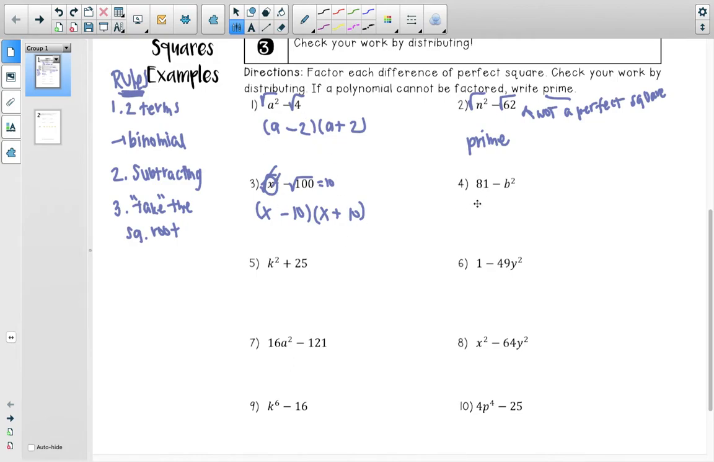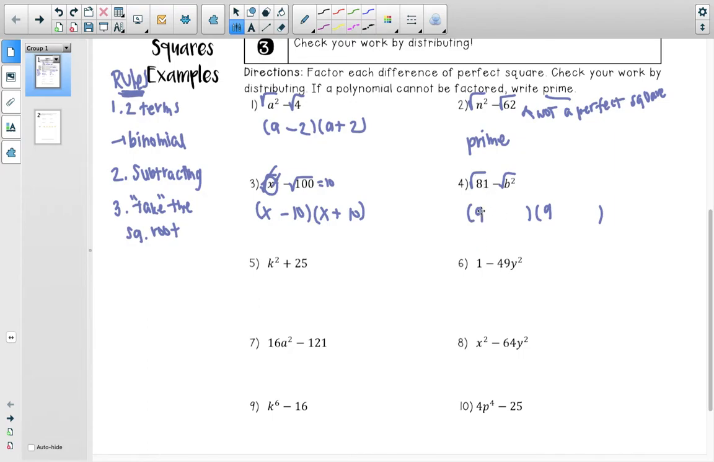Okay. Now, here's the important part. When you do something where the variable is second, like these two, leave it as is. Follow the same rule. Say, okay, are there 2 terms? And there are. Is it subtracting? Yes. Can you take the square root of 81? Yes, it's 9. If 81's in front, you have to keep it in front, or you have to do some sign changing, and you have to basically factor out a negative. It is a lot easier just to follow it as is.